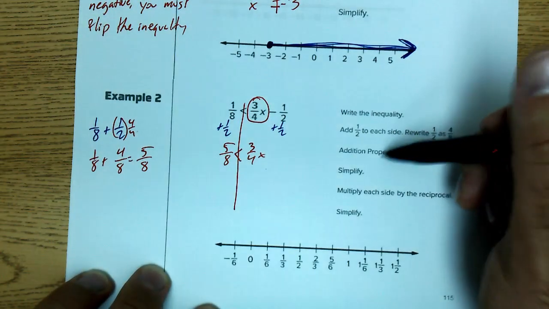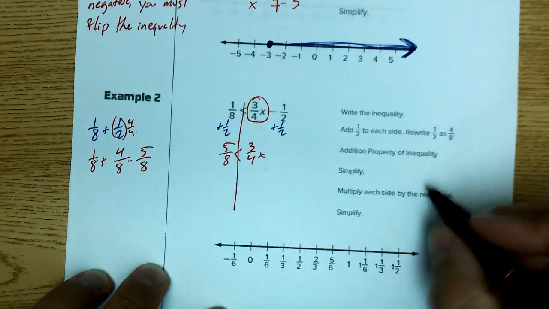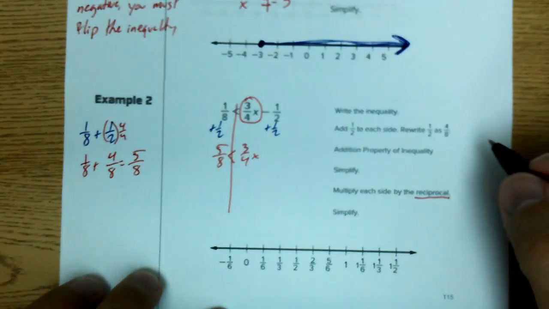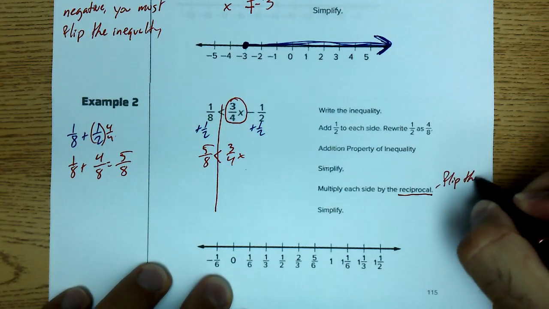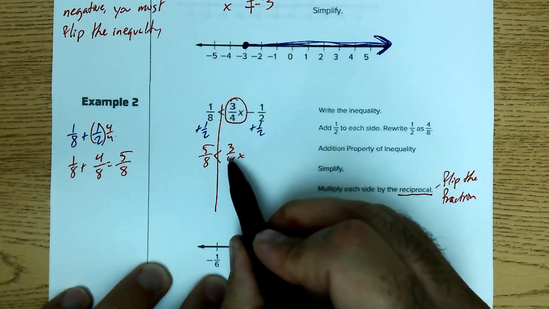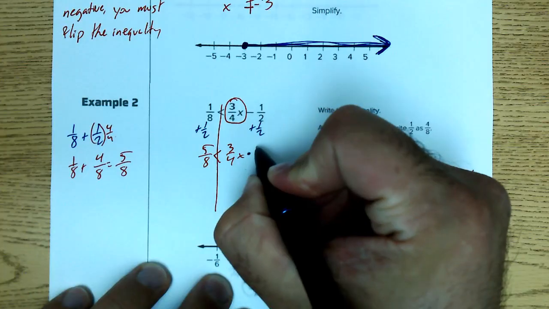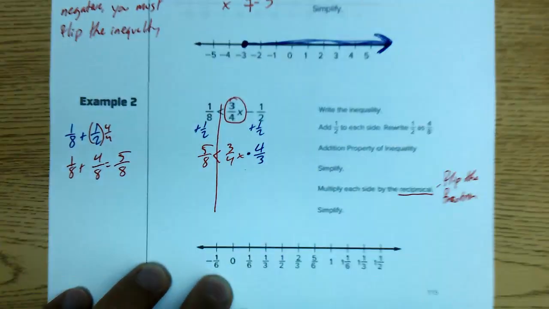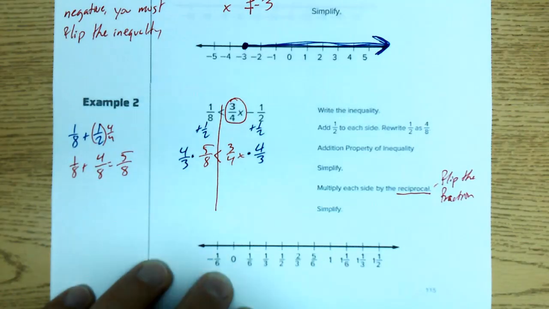So we've added, we simplified. Now we have to multiply each side by the reciprocal. That means, we've talked about this before, flip the fraction. We are multiplying by what's attached to x, but we have to multiply by it flipped. And we do that to both sides.